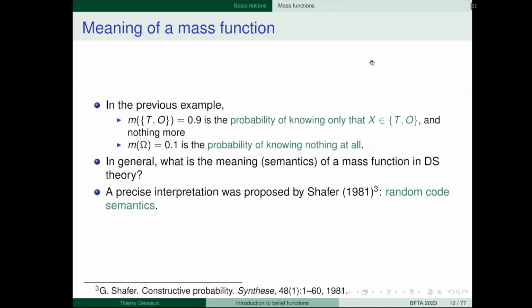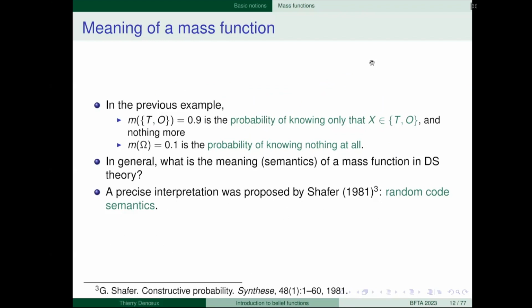So you see that in this example, the mass 0.9 is the probability of knowing only that the object is a tree or an obstacle and nothing more. And the mass 0.1 assigned to omega is the probability of knowing nothing at all. So in general, what is the meaning? We speak of the semantics of a mass function in Dempster-Shafer theory.